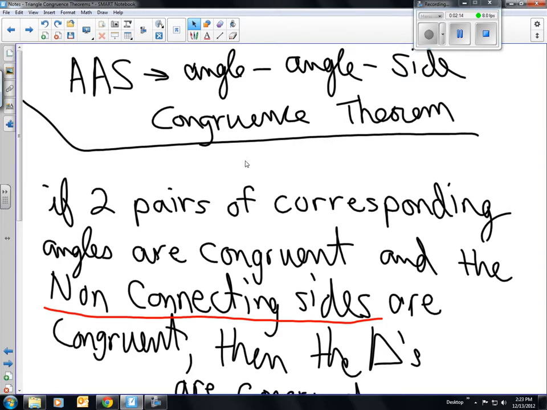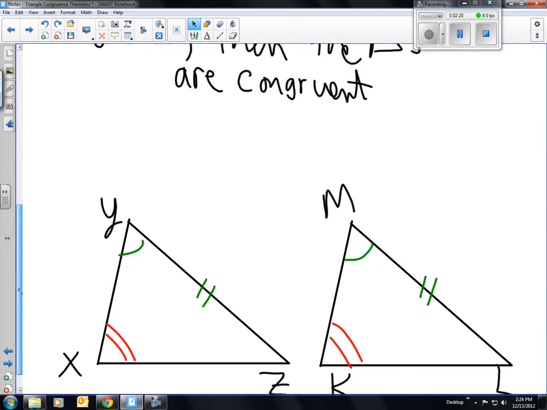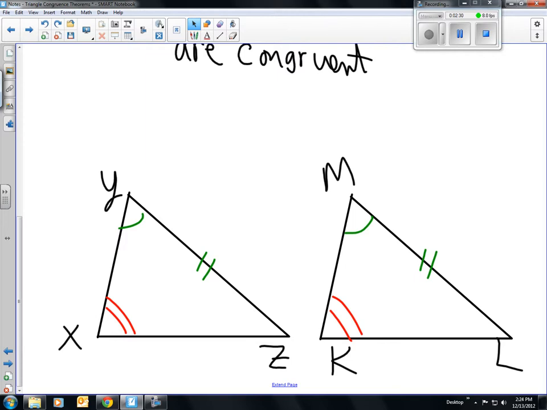So here we have the angle-angle side theorem, and that one says if two pairs of corresponding angles are congruent and the non-connecting sides, so that's an important part, are congruent, then the triangles are congruent. So let's look at a diagram of what that might mean. So here we have angle X is congruent to angle K, and then Y is congruent to M, and then the side YZ and ML.